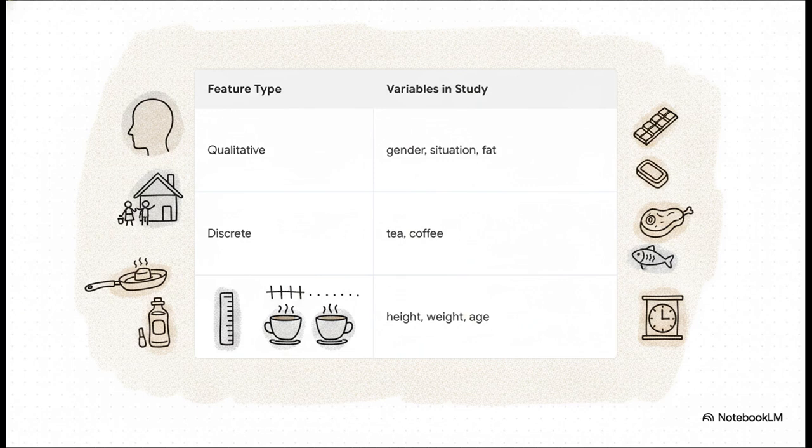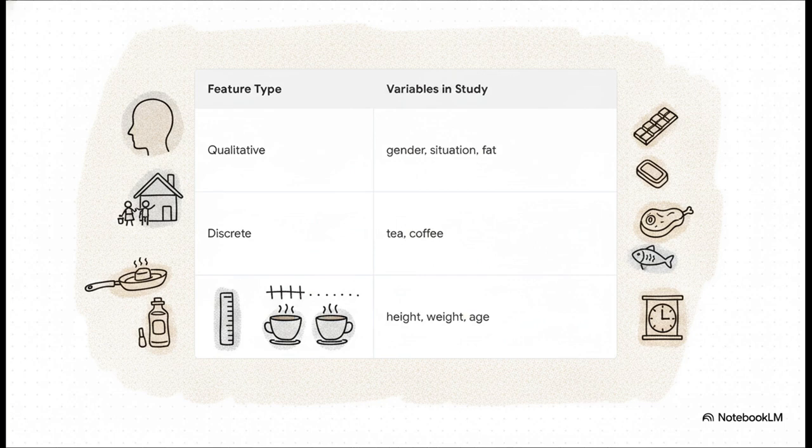Think about the qualitative features, things like gender, family situation, the kind of cooking fat they prefer, or how often they eat meat, fish, or chocolate. Even if we code these with numbers in our system, say a 1 for butter and a 2 for margarine, those numbers still have zero quantitative meaning.